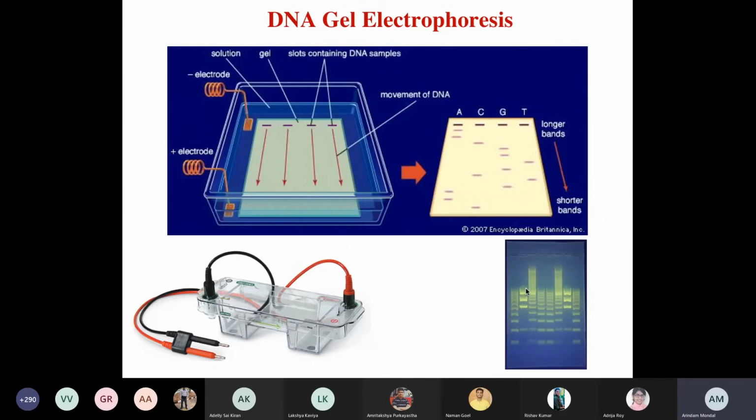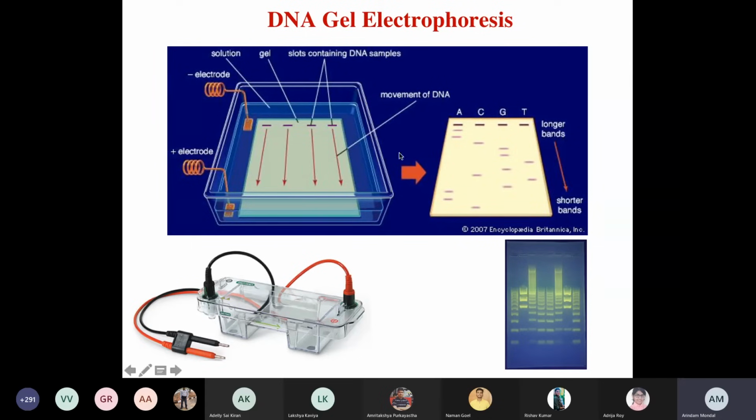But that's a long-standing experiment. That's a really lengthy experiment. It takes about 4 to 5 hours to prepare the gradient, and then you have to centrifuge them for another 4-5 hours to separate different DNAs from each other. But you can easily analyze different DNAs based upon their sizes using DNA gel electrophoresis.